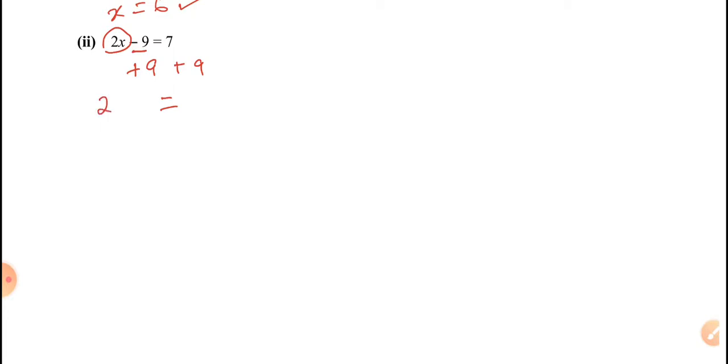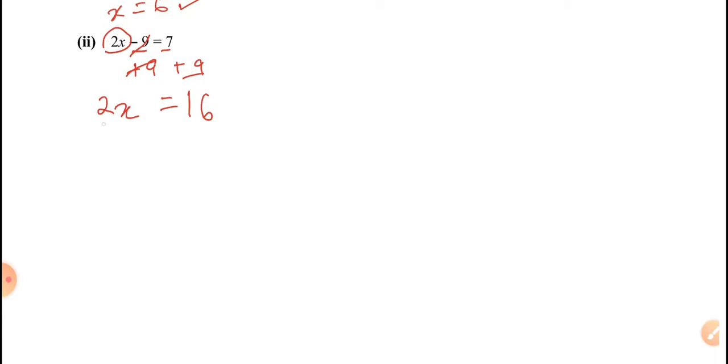Moving on to the second question now. 2x minus 9 is equal to 7. So the first thing we have to do is deal with this minus 9. So we add 9 to both sides. Copy the equal sign. Now we didn't do anything here, so that will just get copied. 2x, and the minus 9 and the plus 9 cancel out, so we don't have to worry about that. And then on the right hand side we have to do 7 add 9, which is 16.